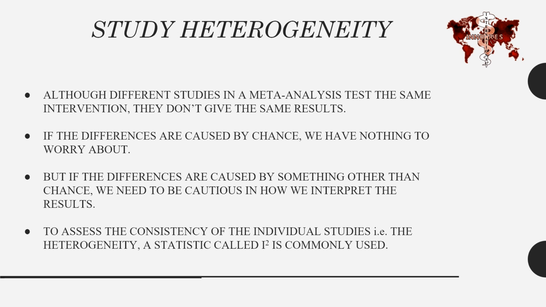Coming to study heterogeneity, it's an important concept. Although different studies in a meta-analysis test the same intervention, they usually do not give the same results. Now, if the differences in results are caused by chance, we have nothing to worry about. But if the differences are caused by something other than chance, we need to be cautious in how we interpret the results. To assess the consistency of the individual studies, we use a statistic called the I-square, which represents the heterogeneity.